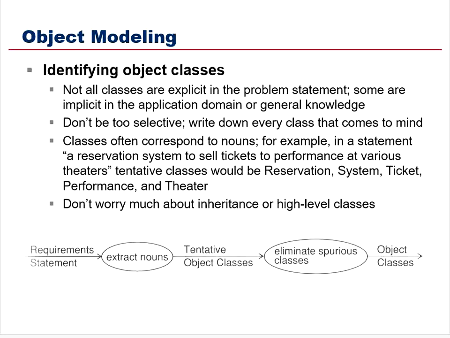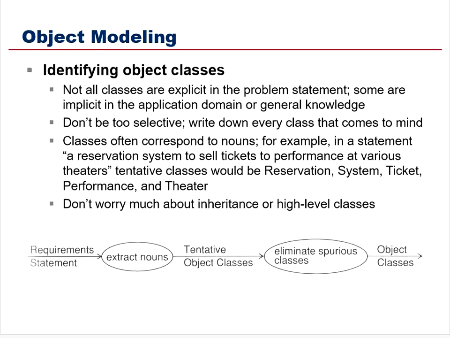Whenever we identify the object classes for the design of the object model, we have to think that not all the classes are explicit in the problem statement. Some are implicit in the application domain or general knowledge. So we don't need to be too selective. We have to write down every class that comes to mind. Every class corresponds to a noun.